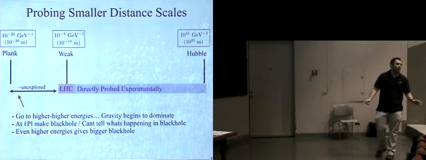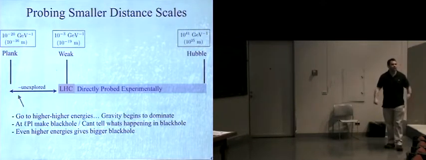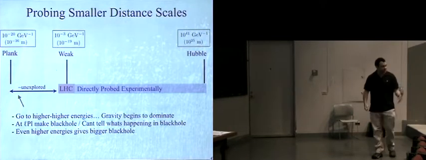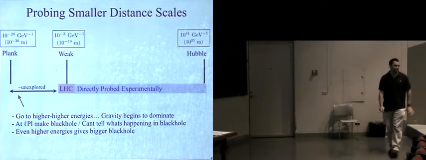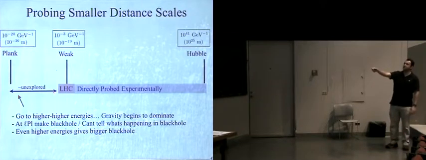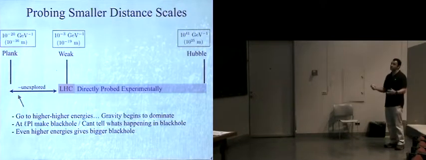So you can say, okay, well, I know what I'll do. I'll make a bigger collider. I'll make it 10 times bigger. Okay, so if you do that, then you make a bigger black hole, and you still can't get information. So this is the point where it doesn't make any sense to build a bigger collider. Now, of course, this is tremendously far from where we are, but nonetheless, we think this is a real battle.